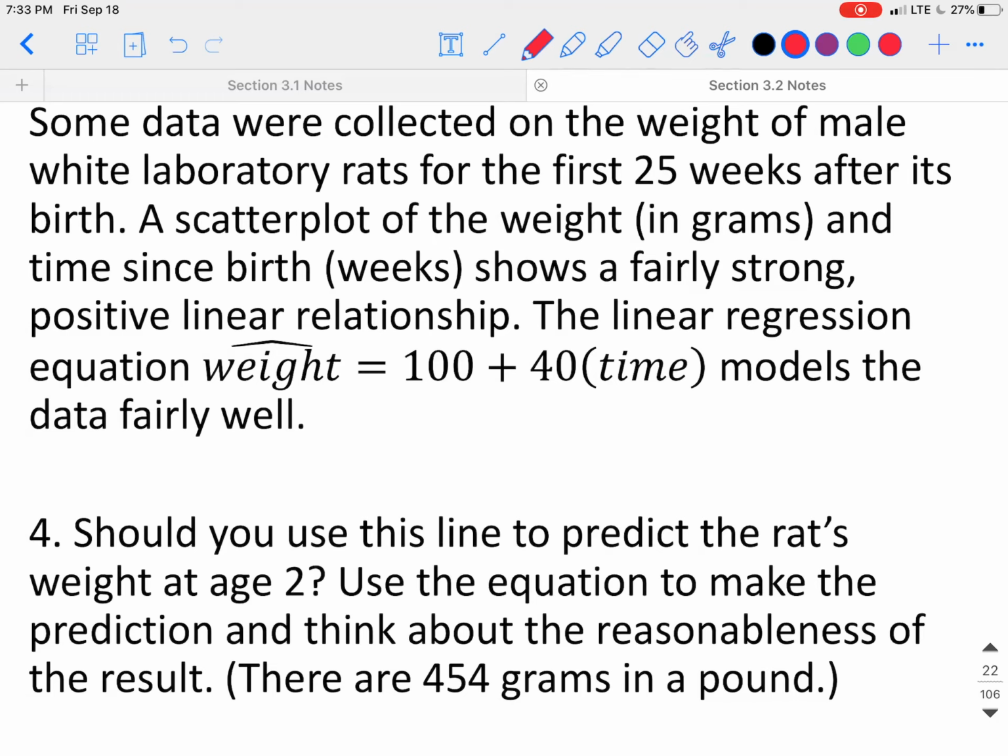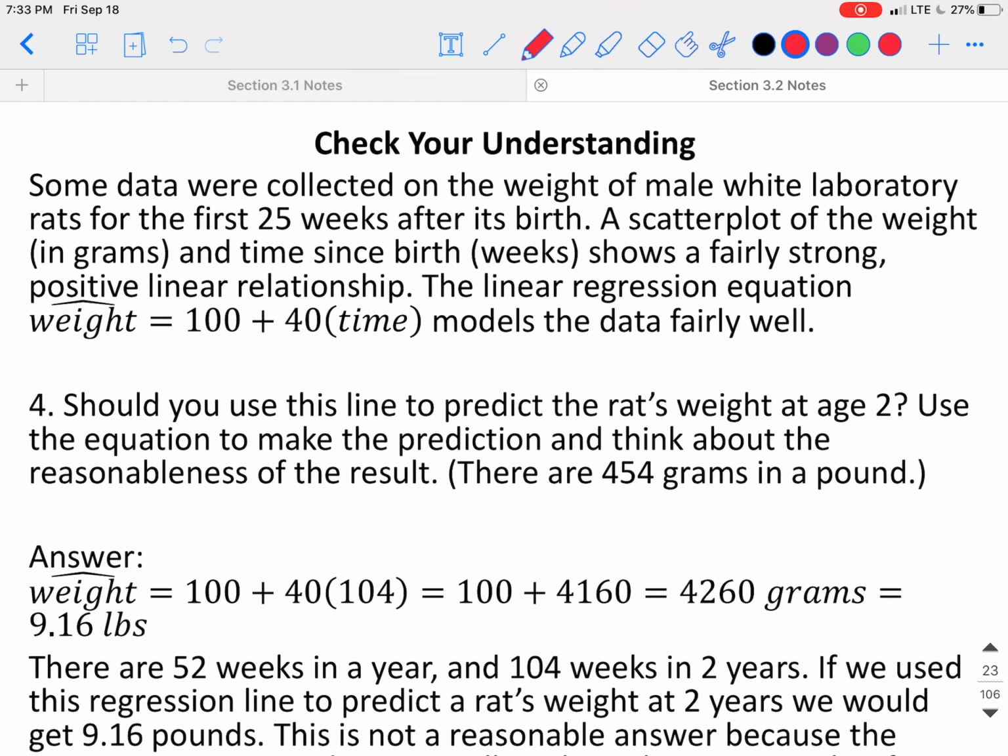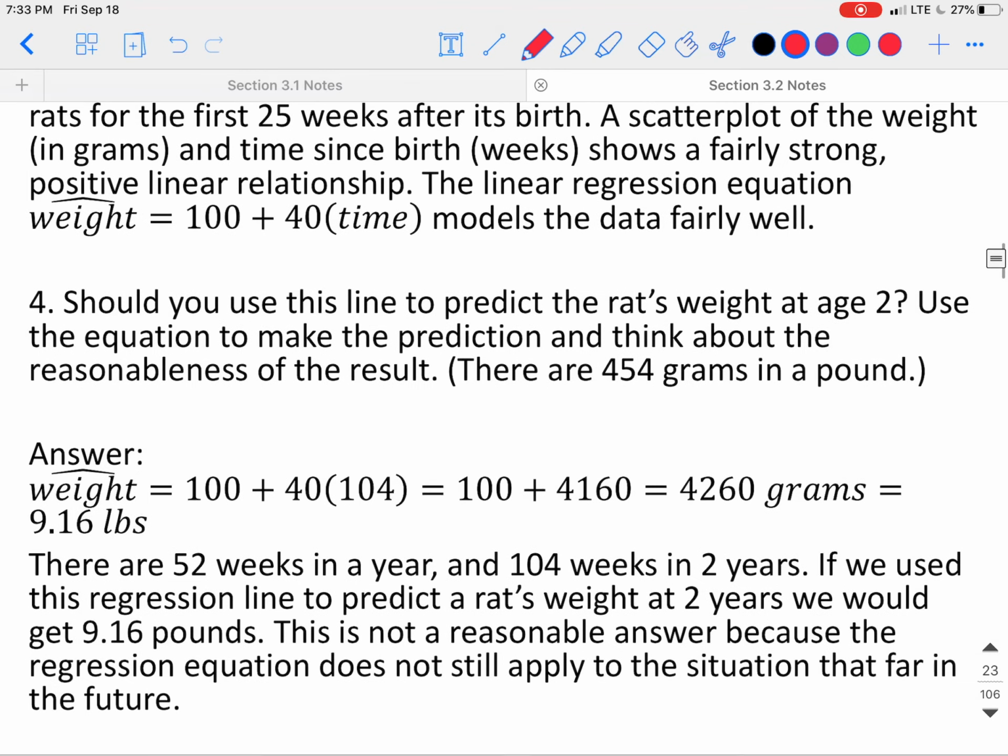Now, we're not going to expect the rat to continue to gain weight at the same rate it does in the first half year of its life. So it would not be reasonable for us to use this equation to predict the rat's weight after 2 years. But if we did use it, we would plug this into our equation and we would get 4,260 grams, which is approximately 9.16 pounds. It is not reasonable that the rat is going to weigh 9.16 pounds at the age of 2 years.